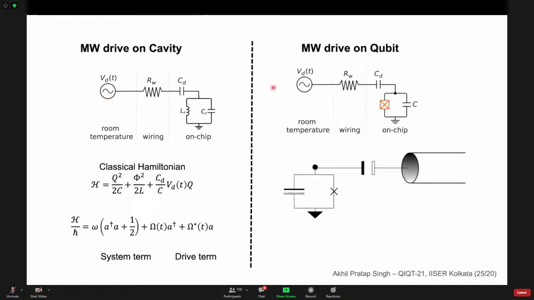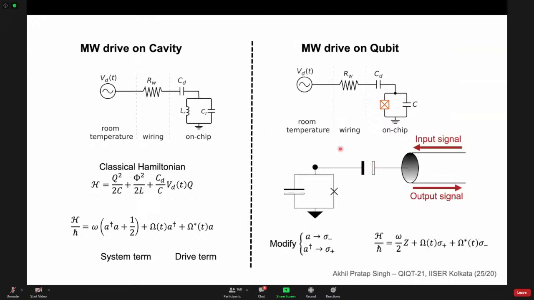And now instead of a cavity, we connect a qubit to the microwave drive. So this is an on-chip superconducting qubit. You want to read out and control it from room temperature. So what you do is you connect your superconducting qubit to a transmission line via some capacitance. So this is just capacitive coupling. You put in your input signal, it gets reflected back as the output signal, you have information there, and you analyze that. And then, because it is a quantum harmonic oscillator, your quantum operators change to ladder operators, raising and lowering operators, because here we just talk about a two-level system. And your Hamiltonian for the qubit becomes something like this.